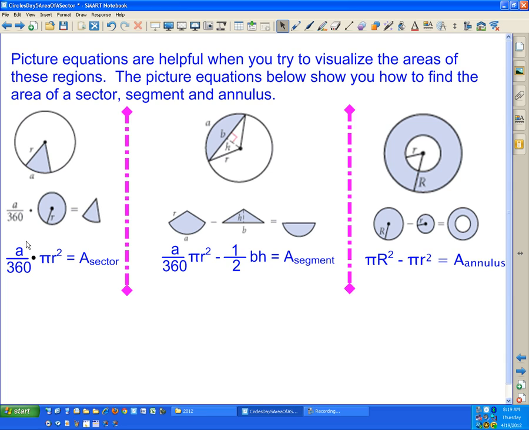So that's where A over 360 came from, the degrees divided by 360 of the angle or of the arc, and then pi r squared is the area of the circle, so we're multiplying the area of the circle times the fraction of the circle that we want. So that should hopefully make some sense.